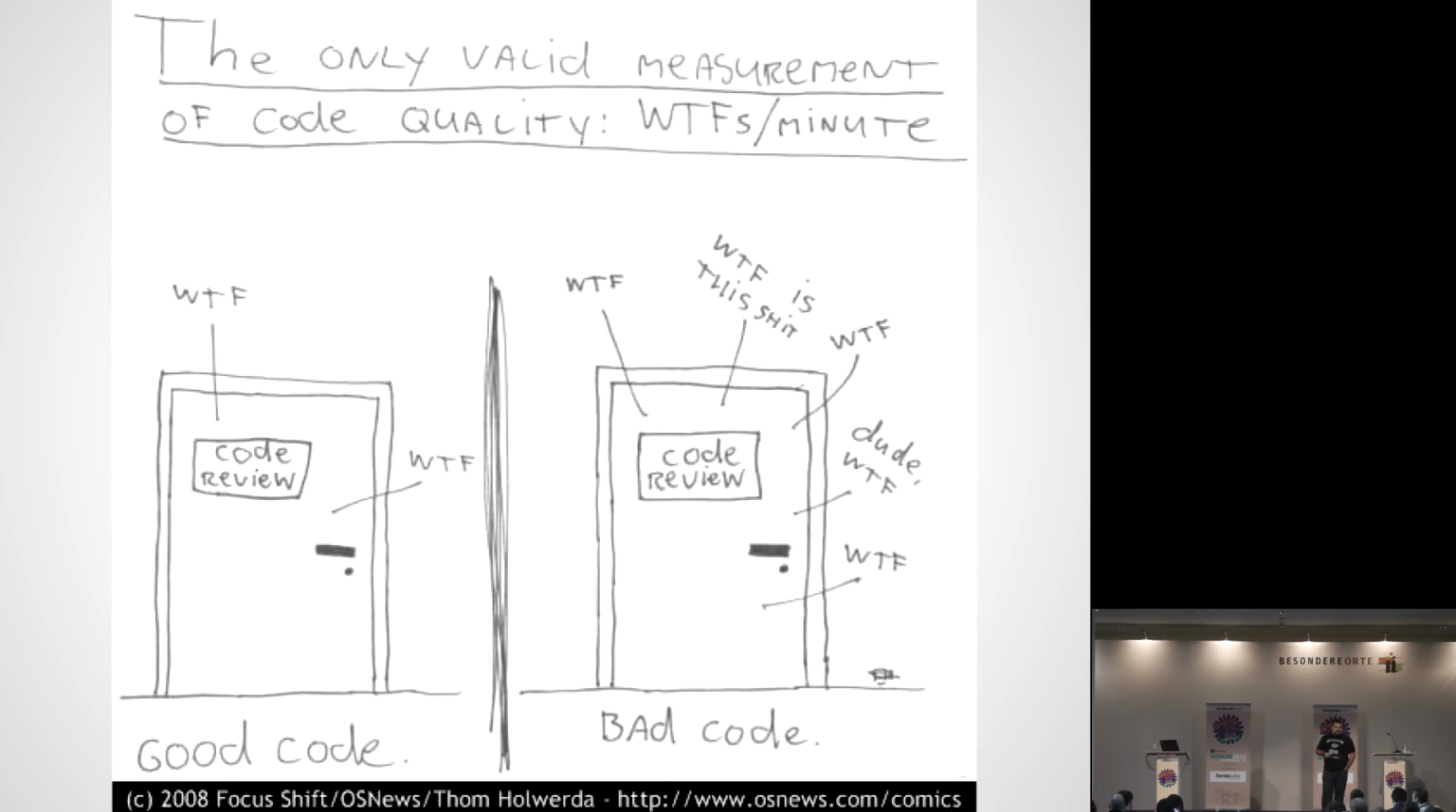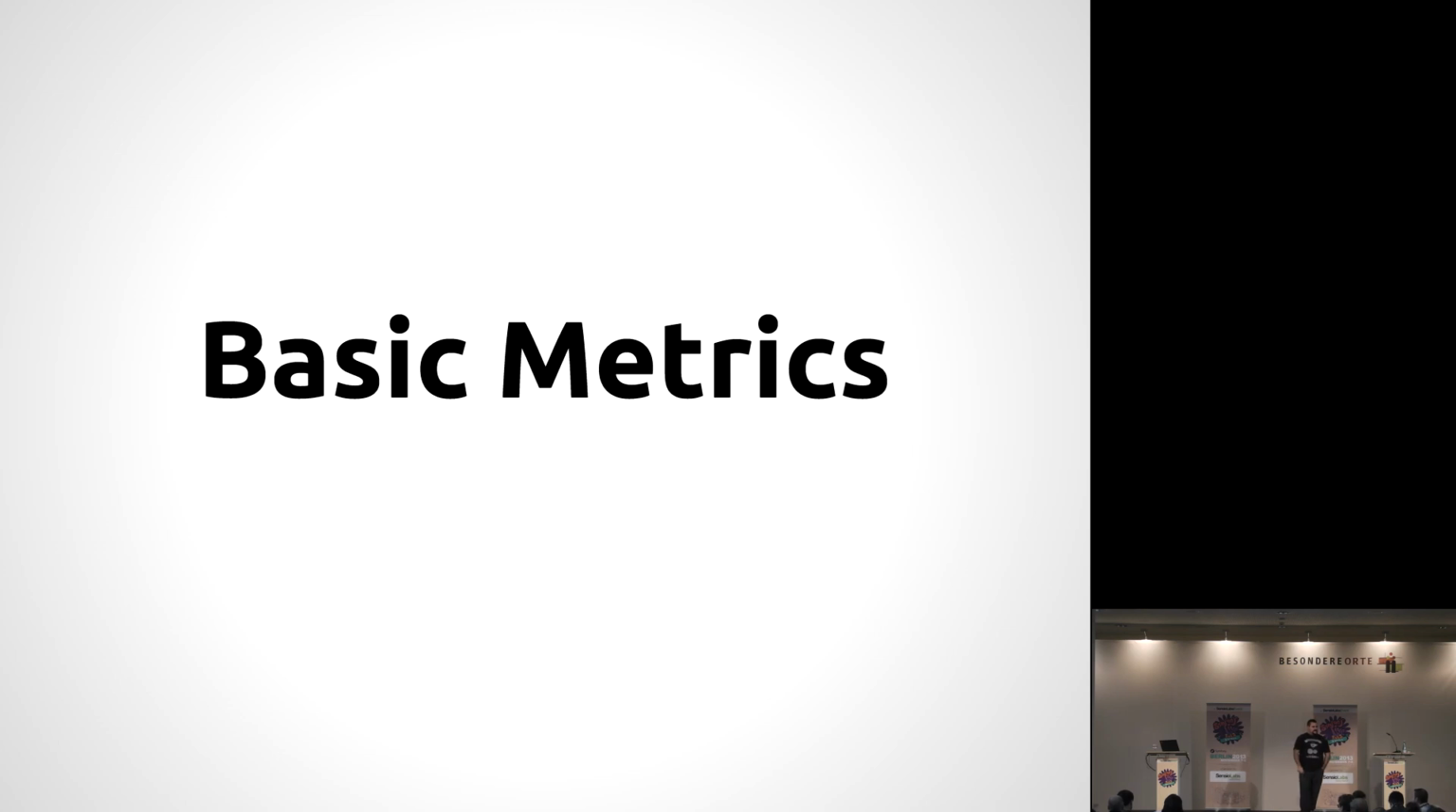Now, one thing I'd like to note is everything we're going to talk about today are heuristics. They're not exact. They're going to be indicators. The exact is what winds up in code review and what winds up when you're maintaining and fixing bugs. So the only valid measurement of code quality is WTFs per second. So, let's introduce a couple basic metrics.